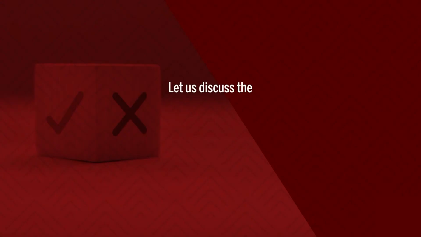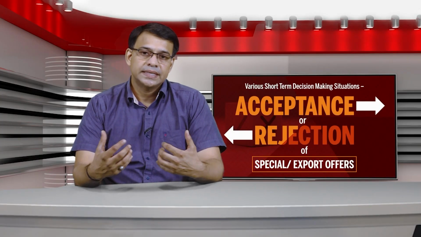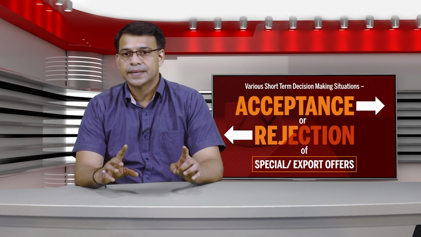Friends, we have seen the technique of incremental cost analysis for making decisions. Let us discuss the technique of differential cost or profit analysis for making decisions. We will take into account both relevant and irrelevant costs for the present situation, while only relevant cost for the special offer situation, because such an order should be evaluated on the basis of costs relevant to the special order situation. So in the present situation, we will take into account both relevant and irrelevant costs, while for the special order we will take into account the relevant cost only.